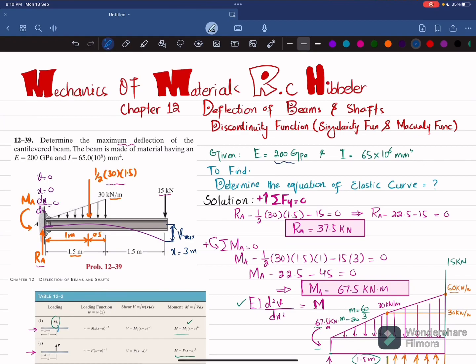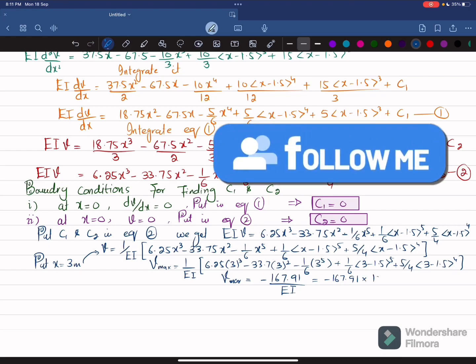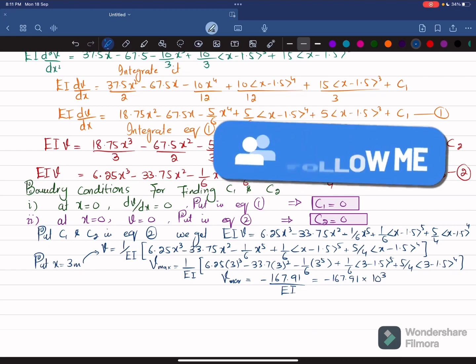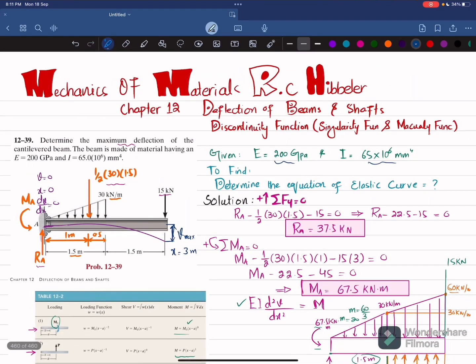That is given, 200 gigapascal and I 65 into 10 to the power 6. So put in minus 167.91. The unit will be in kilonewton, so I will multiply by 10 to the power 3 because all the loads were in kilonewton. Okay. So divide by E, which is 200 gigapascal, 200 into 10 to the power 9, and I is 65 into 10 to the power minus 6.